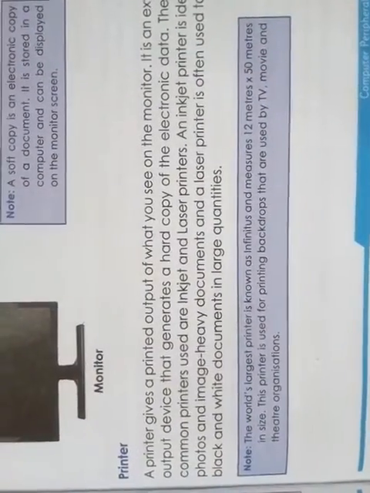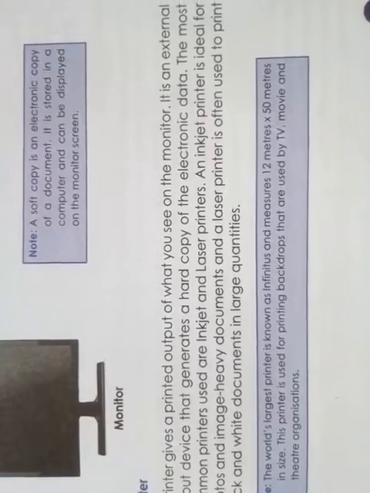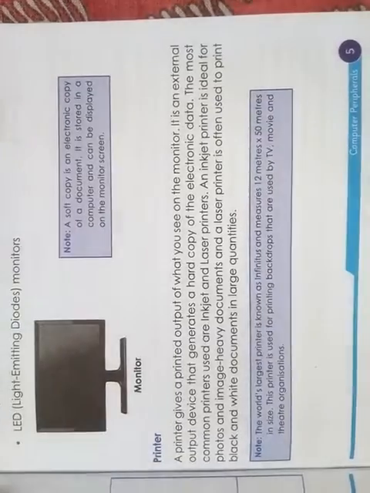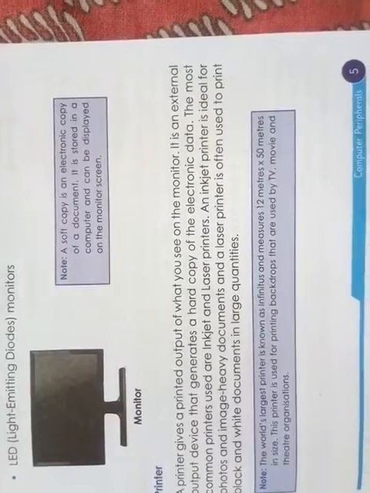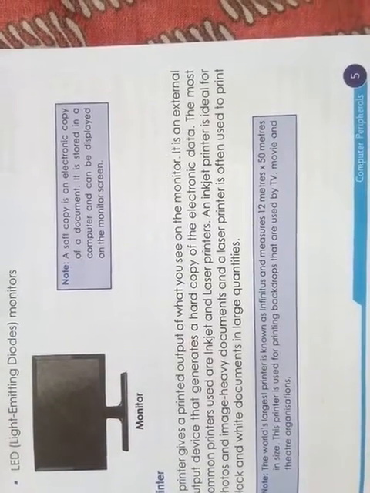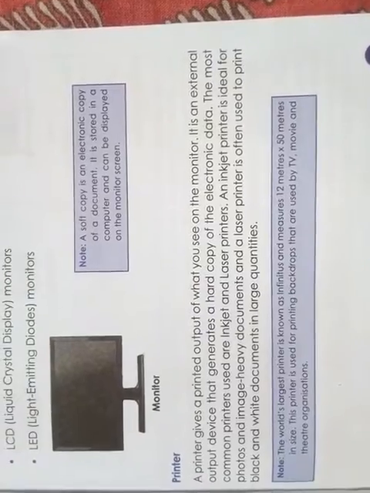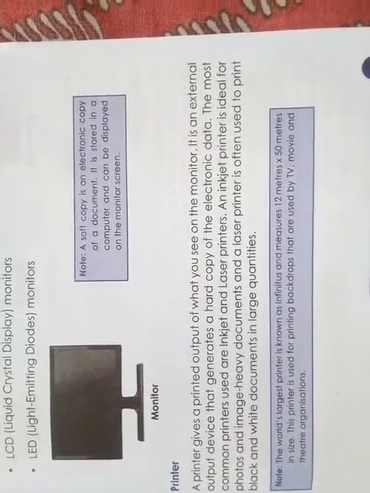Then what is meant by a printer? A printer gives a printed output of what you see on the monitor. It is an external output device that generates a hard copy of the electronic data. The most common printers are inkjet and laser printers. Inkjet printers are ideal for photos, images, and heavy documents, and laser printers are often used to print black and white documents in large quantities. These are the two types of printers.